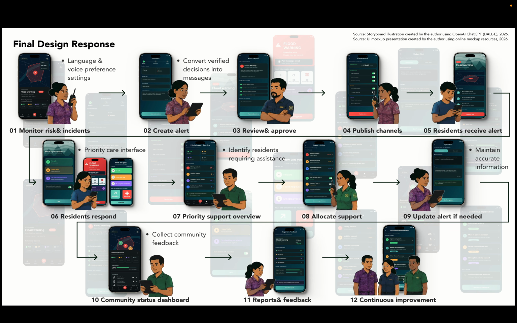The final system creates a two-way communication loop: create, publish, respond, support, and update. Residents do not only receive warnings, their responses can also help authorities and teams understand who may need additional support.